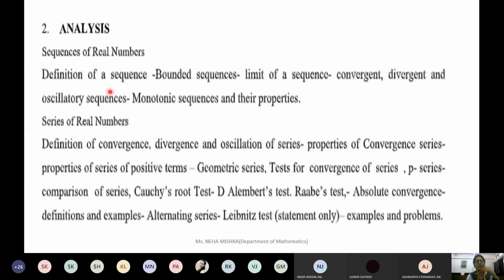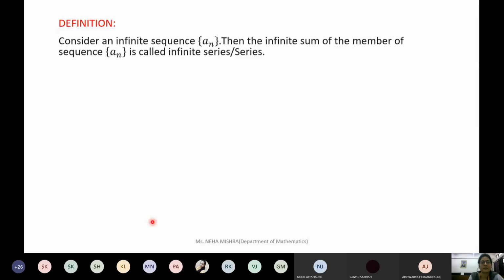We have done the definition of sequence, bounded sequence, limit of a sequence, convergent, divergent, oscillatory, monotonic sequence, and their properties. Now we are on series of real numbers. So these portions we have to cover. So let's see what is the proper definition of series.